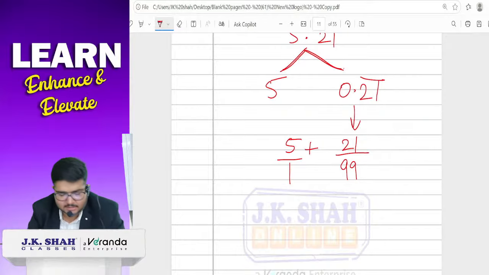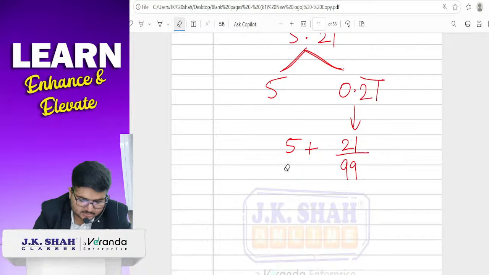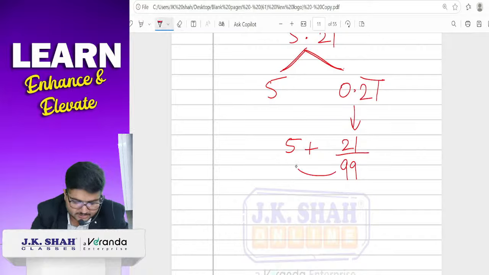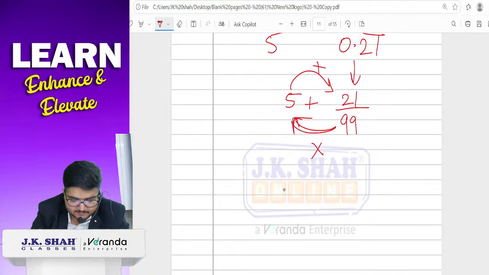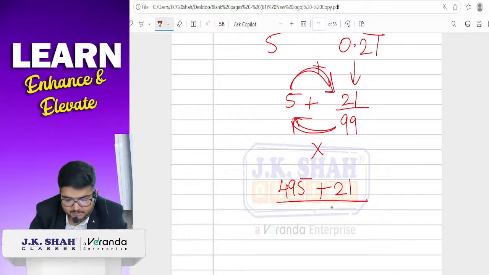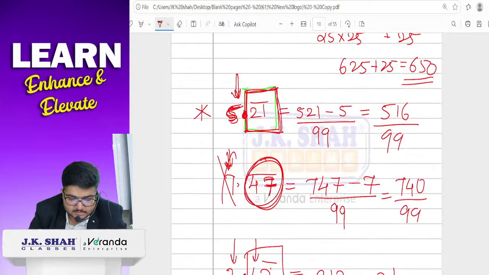Sir, how to do cross multiply? So now we will ignore this first. Now the cross multiplication will be in such a way: 99 multiplied by 5 plus 21, and the denominator will be 99 obviously. What is 99 into 5? It is 495 plus 21 upon 99 will obviously come. What is 495 plus 21? It is 516 upon 99. The answer will be the same. See, here also we got the same answer.